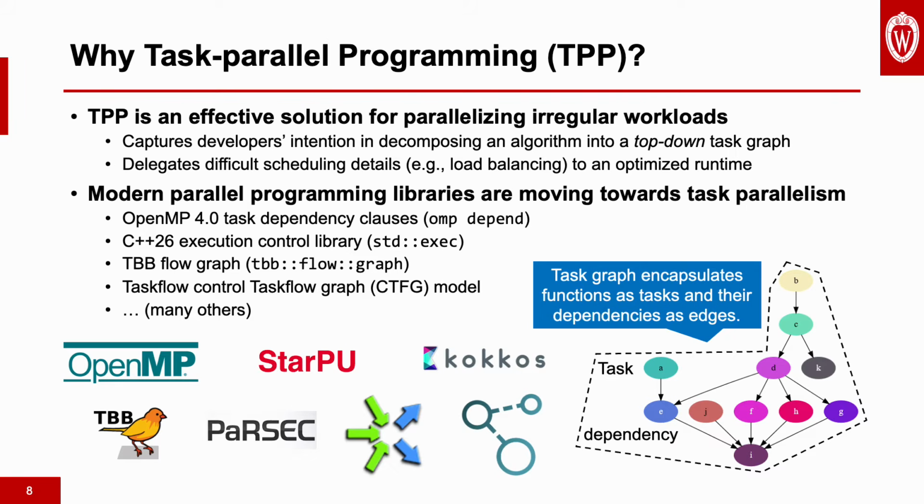Among various solutions, task parallel programming, or TPP, is particularly effective for parallelizing irregular workloads. This is because TPP captures developers' intention in decomposing an algorithm into a top-down task graph, while delegating difficult scheduling details such as load balancing and concurrency control to an optimized runtime. And that is why, over the past few years, we are seeing a growing number of parallel programming libraries moving towards task parallelism, such as OpenMP's task dependency clauses, C++26 execution control library, TPP flow graph, and so on and so forth.